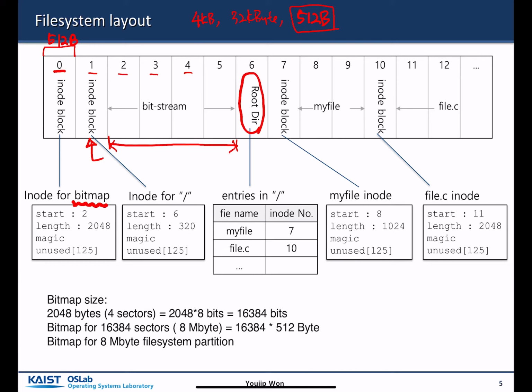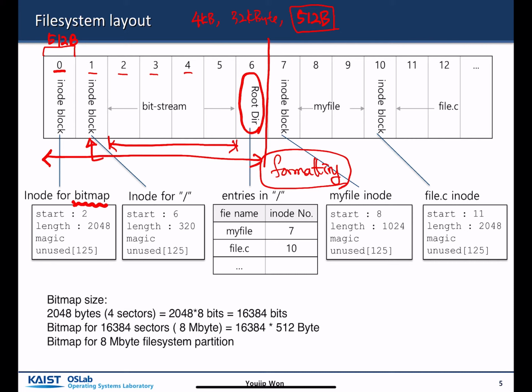Creating the inode for the bitmap, creating the inode for the root directory, creating and initializing the bitmap, and creating the root directory, initializing and saving the initial values of these data structures is called formatting of the file system. Basically, formatting a file system means that from a clean block device, you write initial values for the essential data structures required to operate the file system.